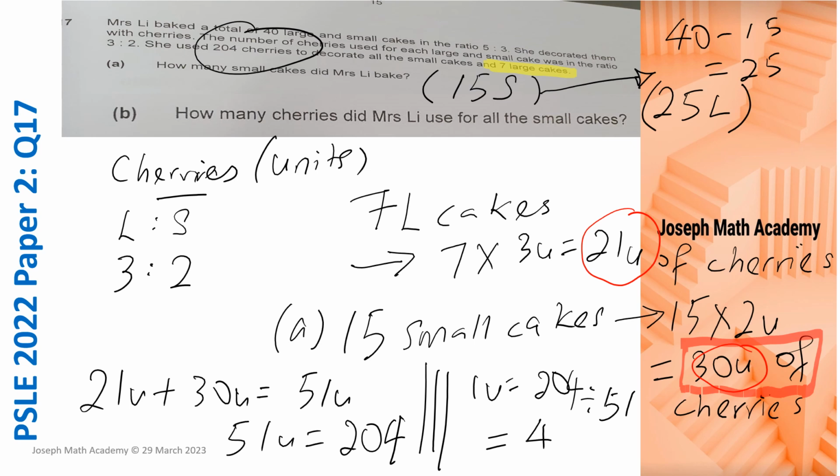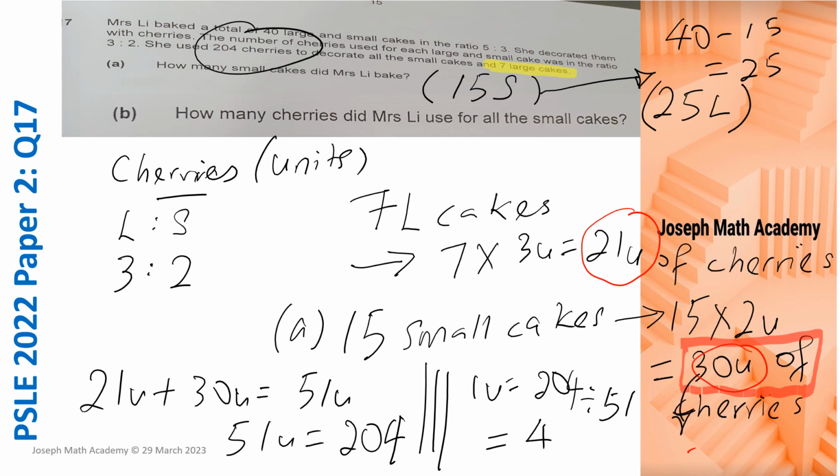Okay, so I'm going to do here. So 30 units has to be 30 times 4. That gives us 120. 30 multiplied by 4. Let me rewrite in black, so it's more visible.